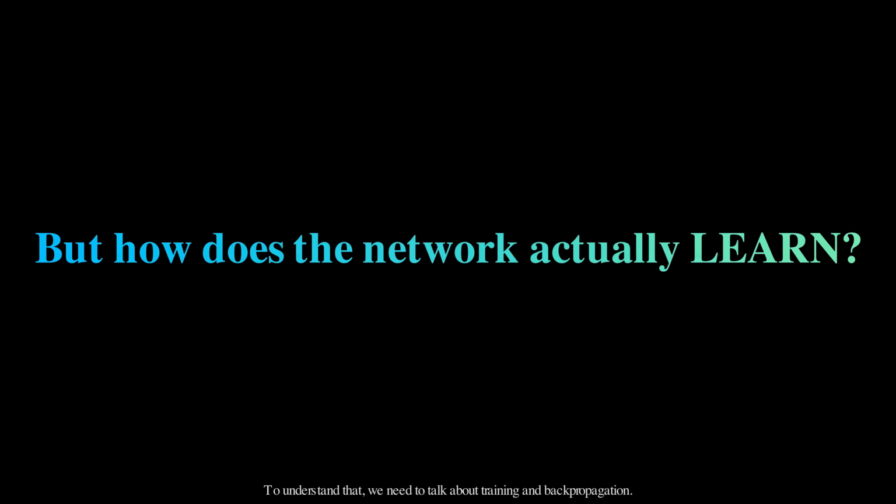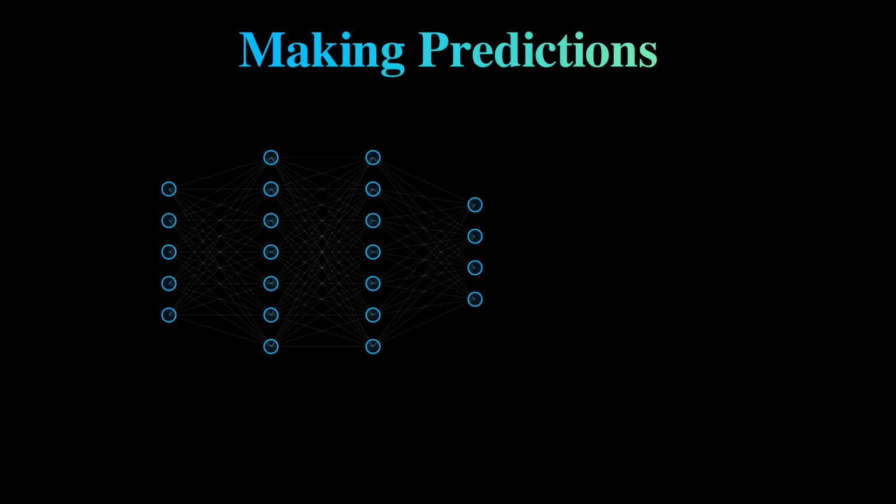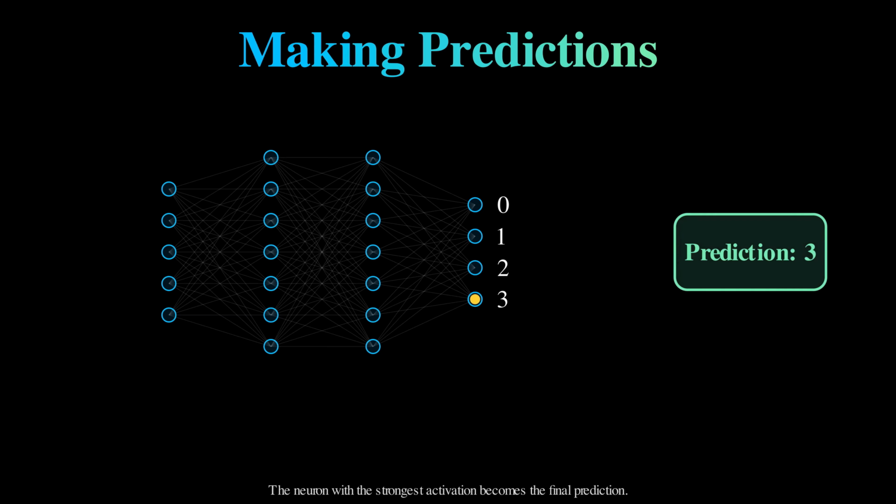But how does the network actually learn? To understand that, we need to talk about training and backpropagation. After information flows through the network, the final layer produces predictions. Each output neuron represents a possible answer. The neuron with the strongest activation becomes the final prediction.